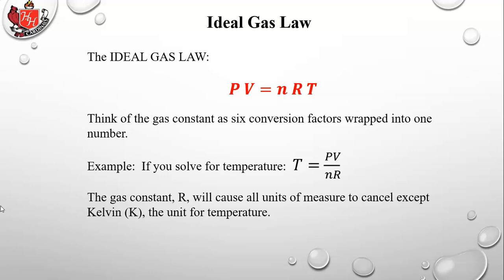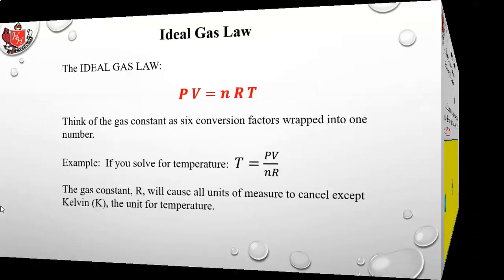So example, you solve for temperature. If you do that by dividing both sides by n and R on the formula above, you get T, temperature, equals PV over nR. So the gas constant in that position where it's located down there on the bottom will cause all units of measure to cancel except Kelvin, and that's the unit for temperature. Okay, and we'll see an example of that with numbers coming up here in a little bit.